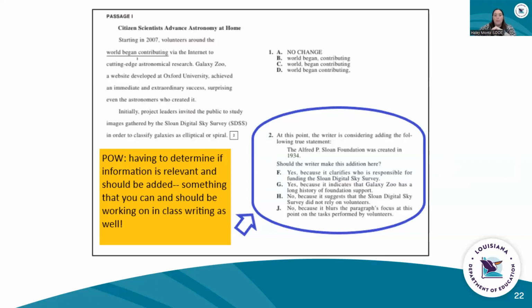Having to determine if information is relevant and whether or not it should be added is something that they're going to have to do on the ACT that you can talk about in class. Those kids love to put information in that isn't necessary, especially if they're trying to hit a word count or a page count. So talking about why something is or isn't needed in a sentence or a paragraph can go a pretty long way in terms of looking at students writing and in your own feedback as well.